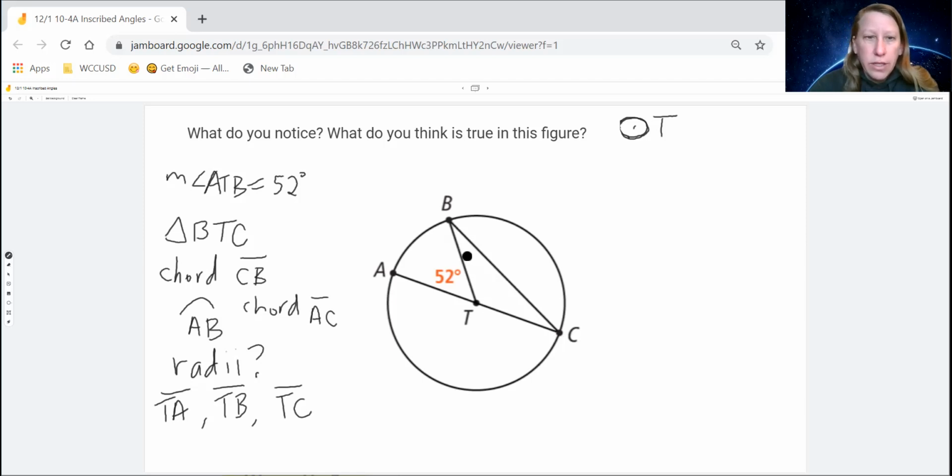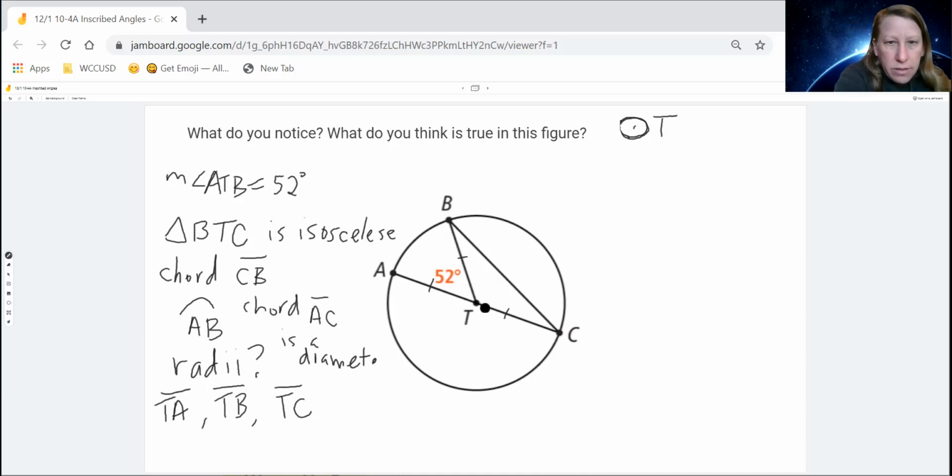What else can we figure out? Can I mark all three of these with the same mark? Yeah, they're all radii, so they're all equal. What kind of triangle is that? That's an isosceles triangle. So I can say that triangle BTC is isosceles. Cool. Maybe I spelled that right, I don't know. Anything else we can figure out? We said chord AC is a diameter. What else?